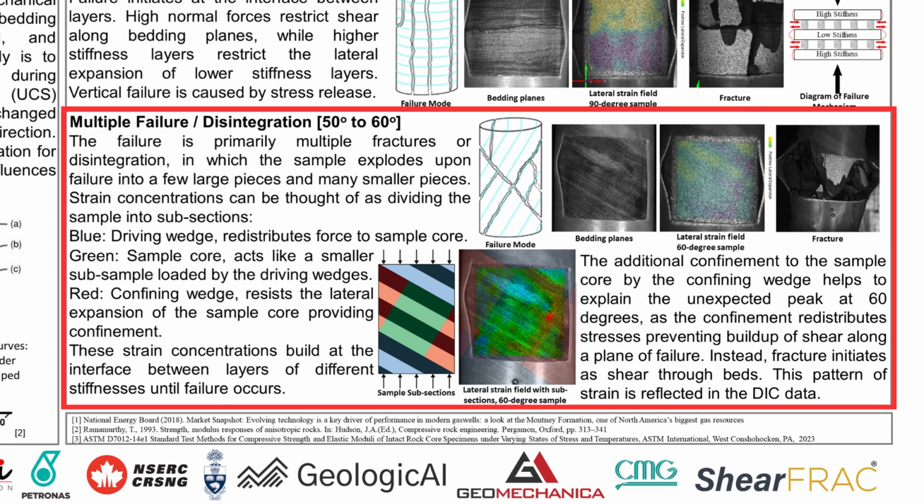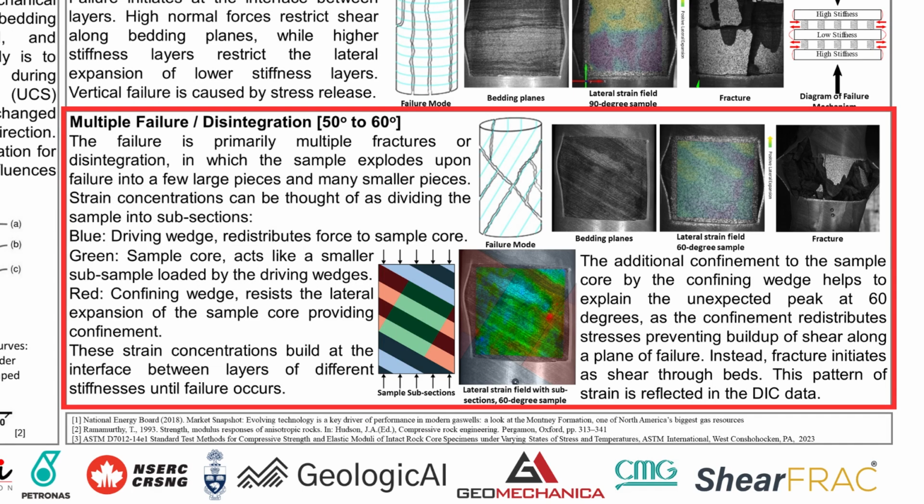The confining wedges are also loaded by the driving wedge, but notably have a much larger free surface, and these act to resist the lateral expansion of the sample's core, providing confinement. In addition to this, there is a strain concentration at the boundary between the confining wedge and the sample's core, partly driven by the expansion of the core, but also partly driven by shear, which is promoted along this boundary.